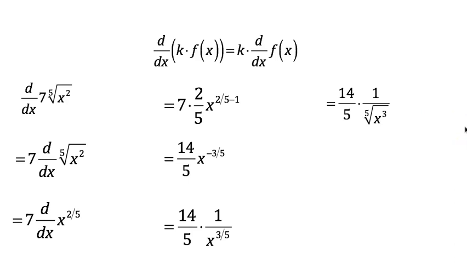Simplifying that fraction, 14 times 1 is 14, over 5 times the 5th root of x cubed. You could rationalize the denominator. I don't see much advantage in doing that, so I will leave that as my final answer.